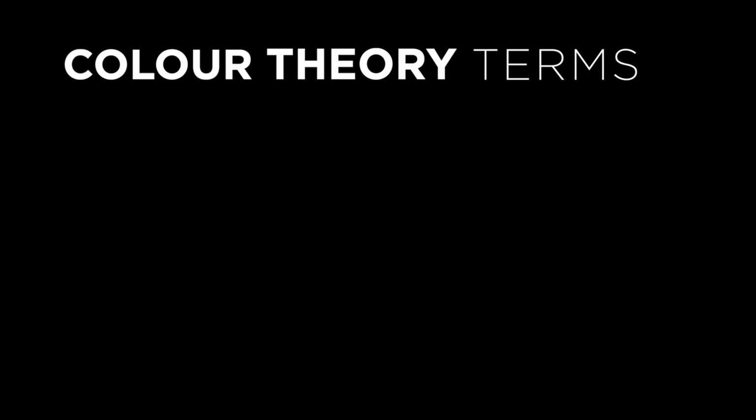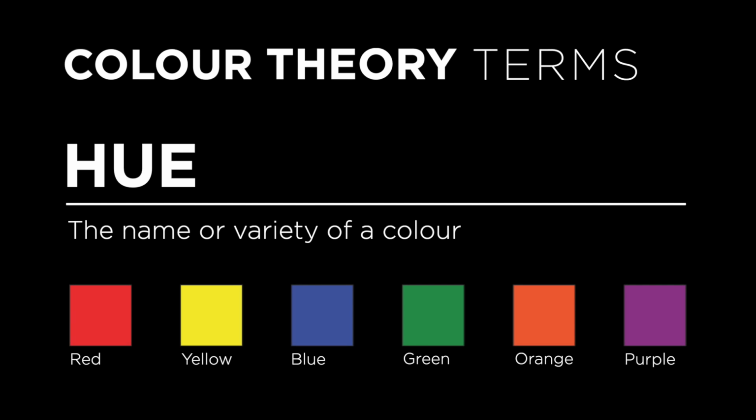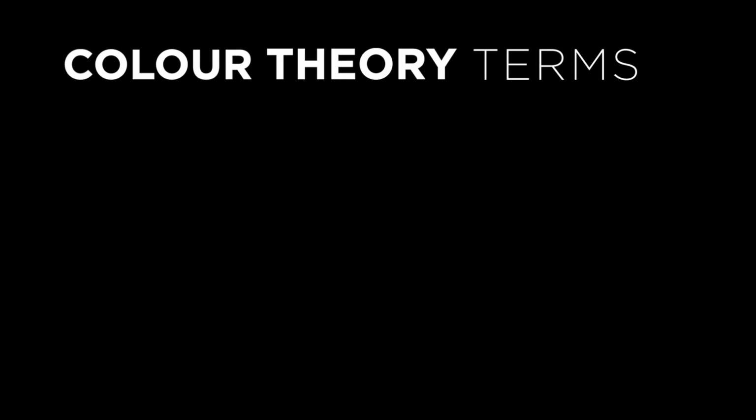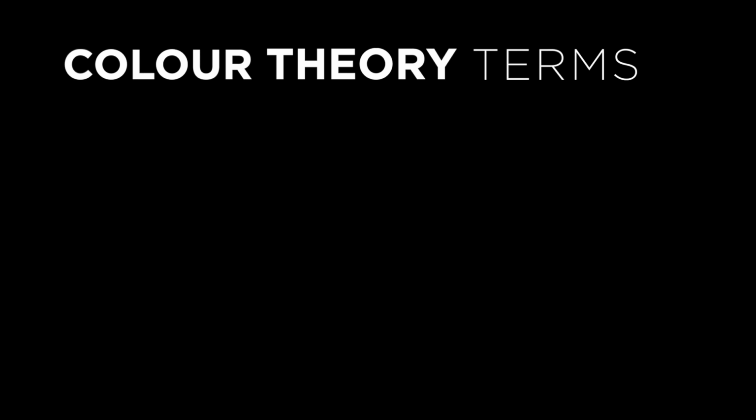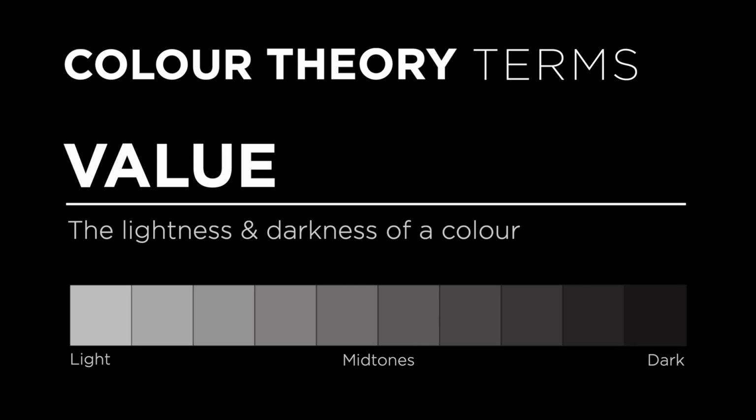Colour theory terms: hue, the name or variety of a colour. Here are a variety of hues or colours. Saturation is the term for the brilliance or intensity of a colour. It goes from high saturation to desaturation, where it has the addition of white. Value, the lightness and darkness of a colour from light to mid-tone to dark.